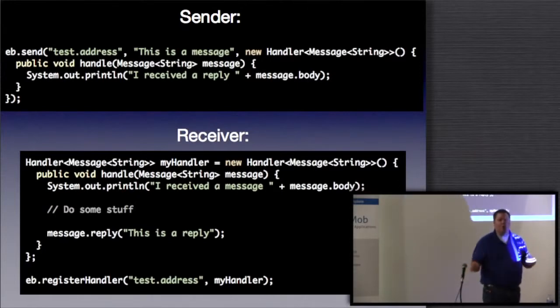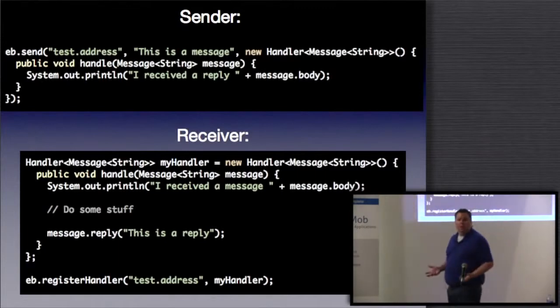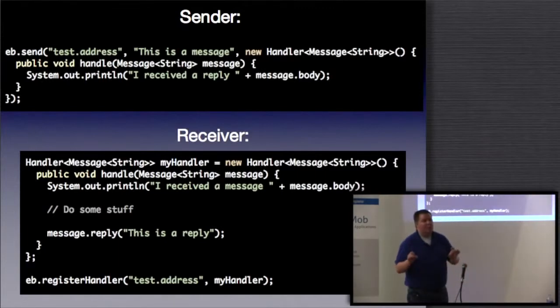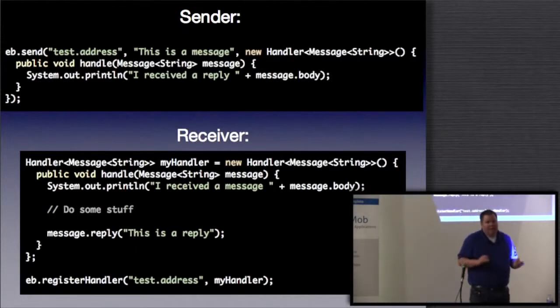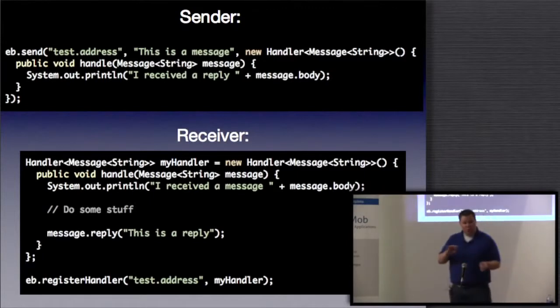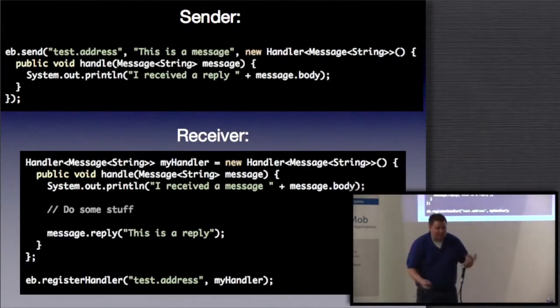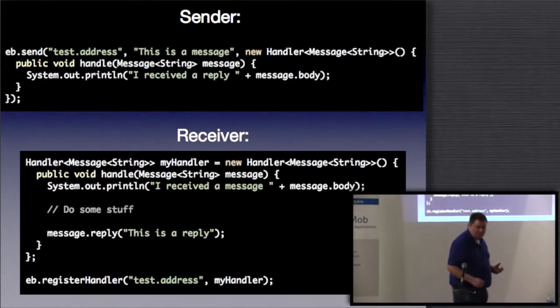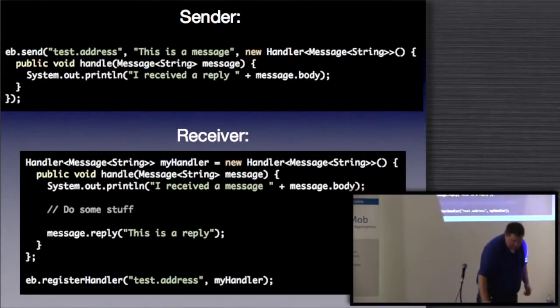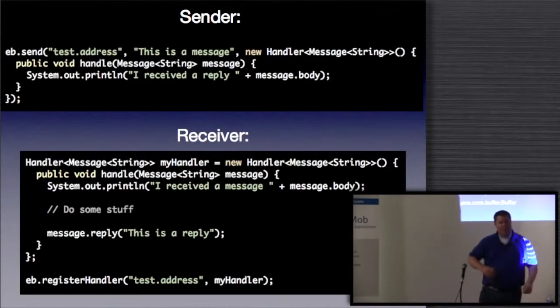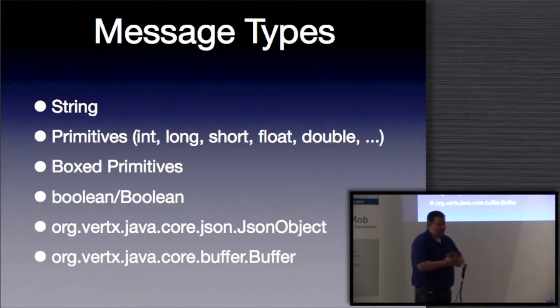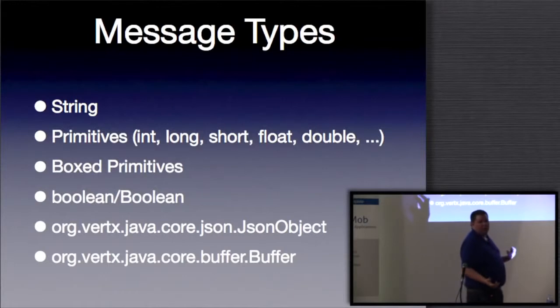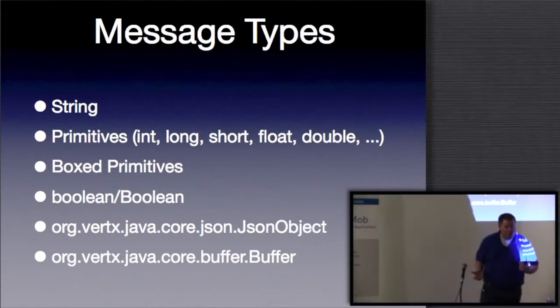This is one part of the API that differs a little bit from language to language, and we'll see an example of that when we get into some JavaScript code towards the end. But even if the mechanics of using the API differ a little bit, the concepts are, for the most part, all present. So message types: what kind of stuff can we send around? We can send around strings, primitives, boxed primitives, booleans. We can also send around JSON objects. In fact, JSON is one of the preferred communication mechanisms for Vertex.